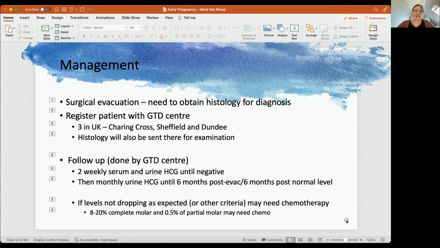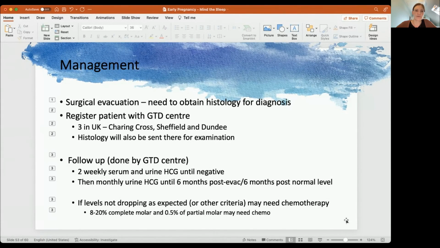So how do we manage these? Basically, they should all have surgical evacuation because we need to get the histology to confirm the diagnosis. Especially with a partial mole, it can be quite difficult sometimes. It's not always clear. It can just look like a missed miscarriage. But if there's any suggestion of molar changes, then they need to have a surgical evac so that we can send it to look under the microscope for formal diagnosis. As well, these women can bleed very, very heavily from this tissue if it were to be left.